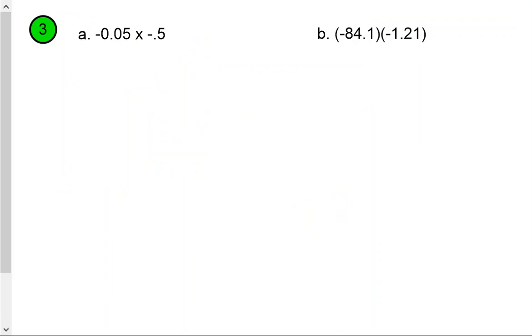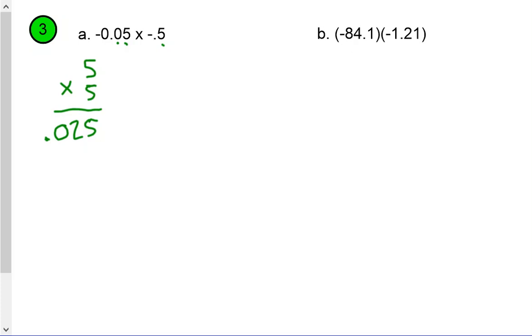Alright, and for A, we have 2 negatives, so our answer is going to be positive, and then we can set it up as 5 times 5, and that will give us 25. Now we can go back and check our decimals, 1, 2, 3. So we need 3 places to the right of the decimal. So we're going to add a 0 and place our decimal there. And both our numbers in the problem were negative, so they cancel each other out, and our answer is positive. All right, the second one, we have negative 84 1/10 multiplied by negative 1 and 21/100.